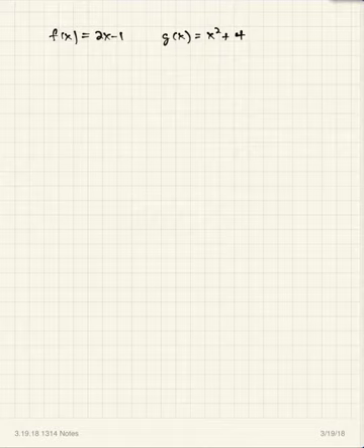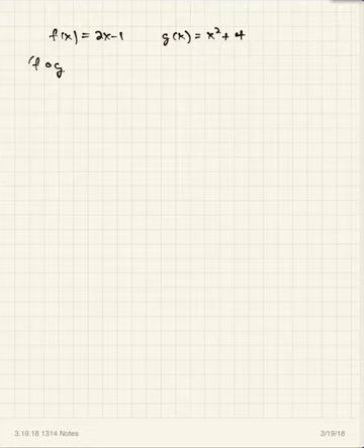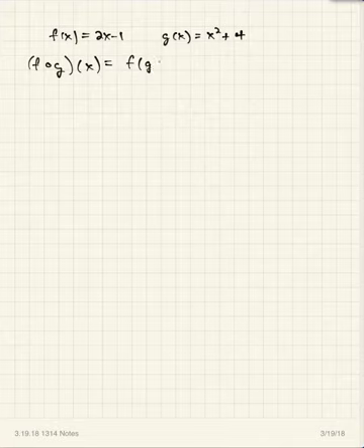So we were looking at some composition functions at specific values. So now let's actually create the function. Let's look at f circle g, or f composed with g of x. So f of g of x would be, by definition, f of g of x.